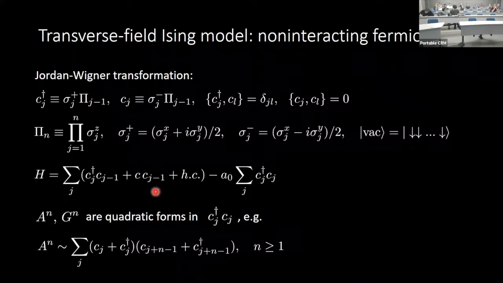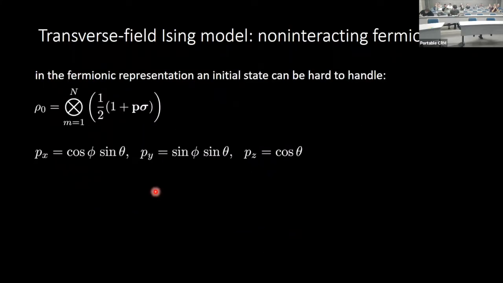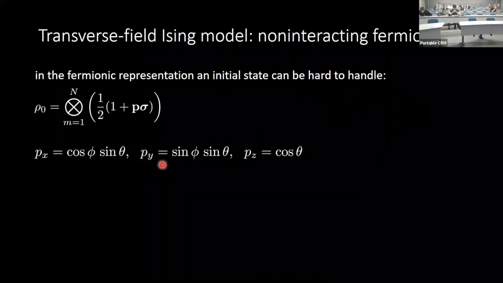In fact, this is not quite the case for the following reason. Initial states that look simple and natural in the spin representation are not necessarily simple and natural in the fermionic representation. For example, this simple uncorrelated initial state for polarization. This is actually a pure state because I take the polarization vector equal to 1.